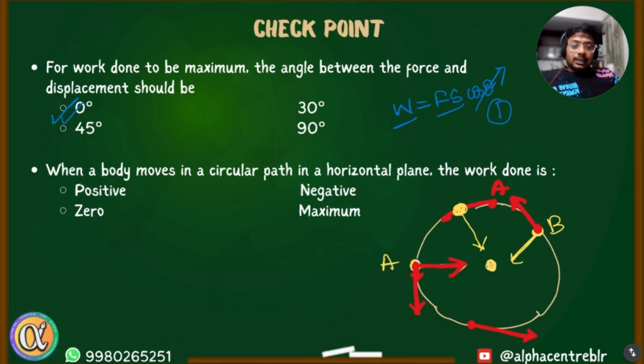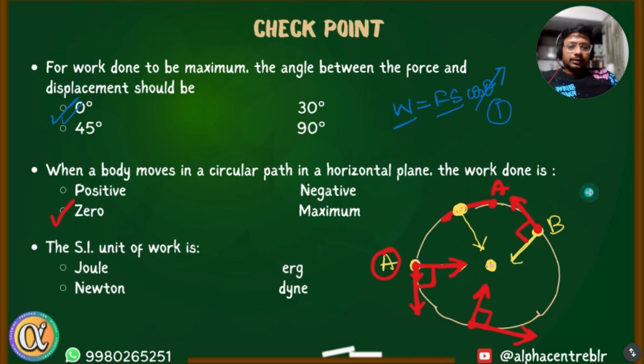But at any instance, for example at A, the angle between force and displacement is 90 degree. Same at B, the angle between displacement and force is 90 degree. So at any point the angle between force and displacement is 90 degree, and since they are at 90 degree with each other at any point, there is no work done by the centripetal force in a circular motion. Is that clear?